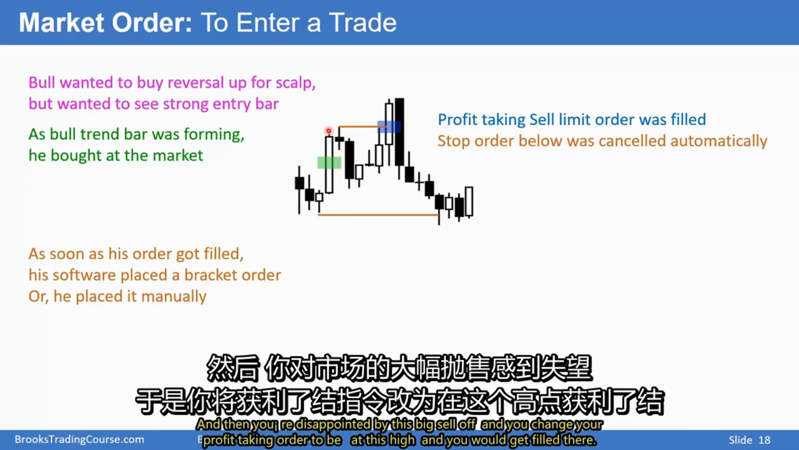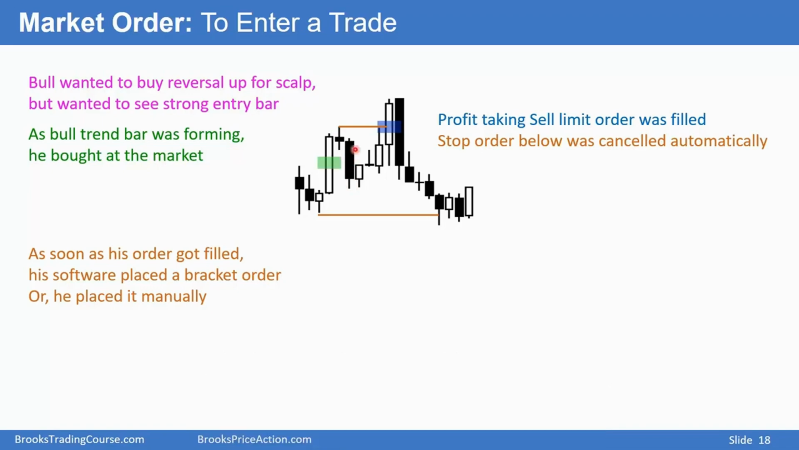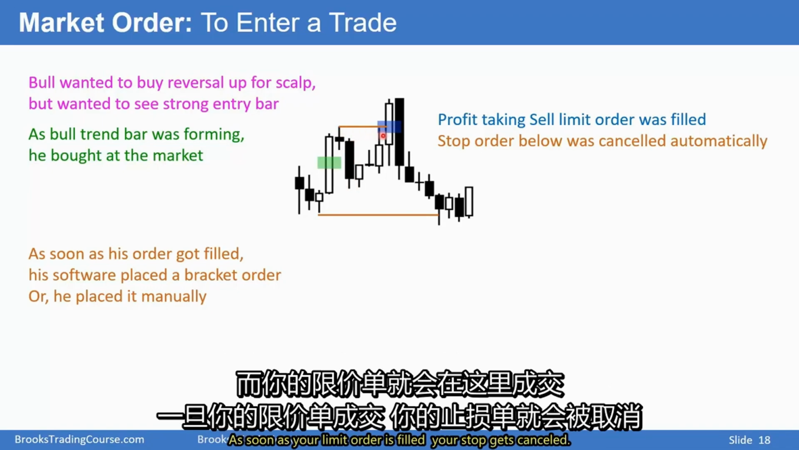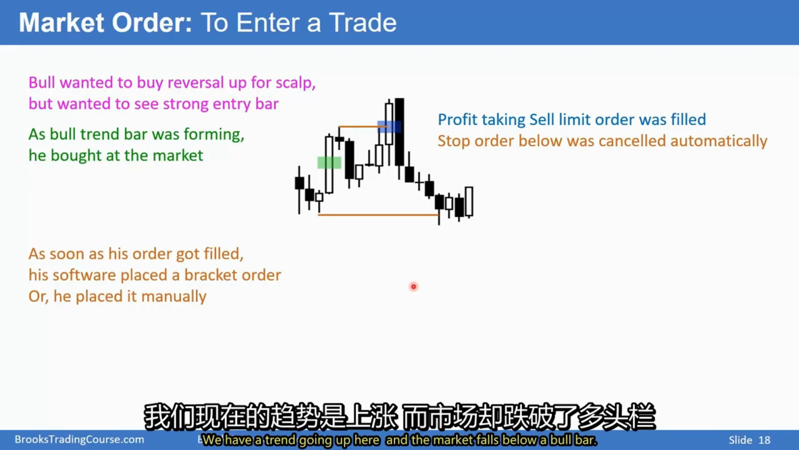And let's say you're planning on taking a scalp profit. The market reaches your scalp, but you think it might go higher, and then you're disappointed by this big sell-off, and you change your profit-taking order to be right at this high, and you would get filled there. As soon as your limit order is filled, your stop gets canceled.